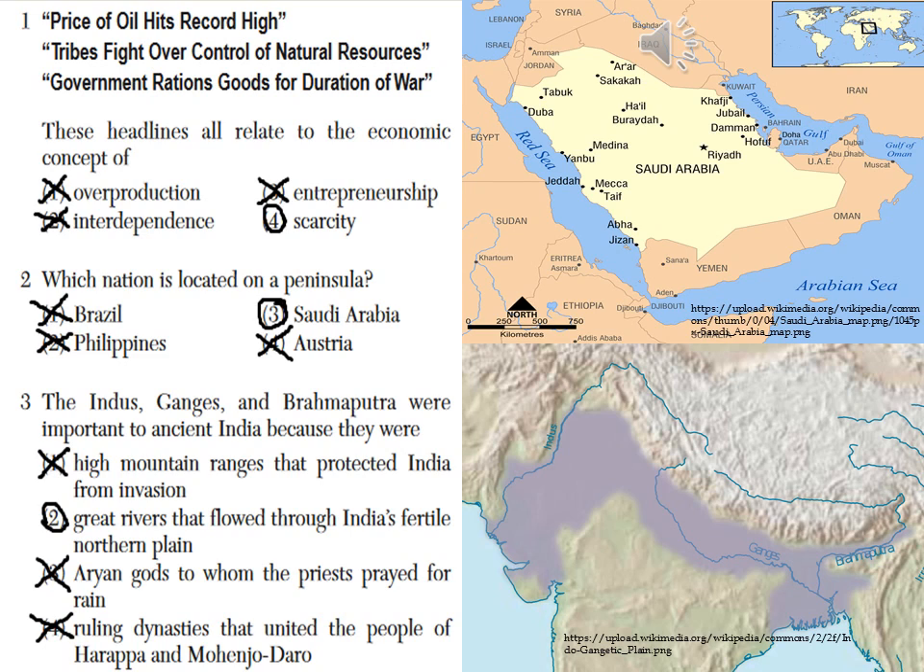Alright, so the only choice that makes any kind of sense is 2, because these 3 are rivers, great rivers that flow through India's fertile northern plain. And I have a map. I'm sorry, it's not the best map, but it's one of the few good maps that I could find. It does show northern India, not the entire India. If you look at the left side of this map, you'll see the word Indus, which is a river in India. Then you would see Ganges and Brahmaputra. So, the rivers. If you know your geography, you'll do well on your Regents.